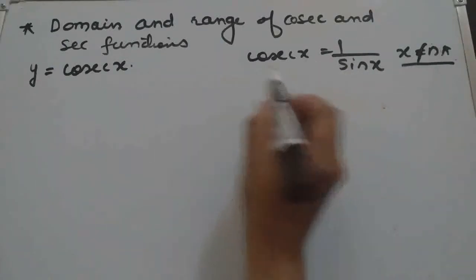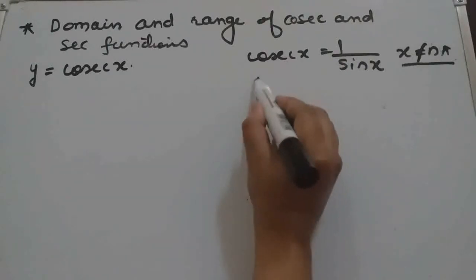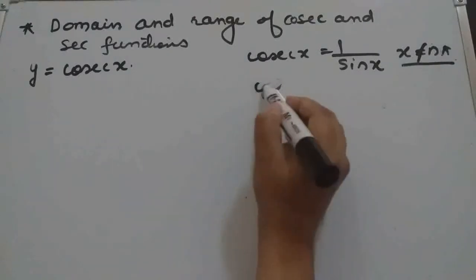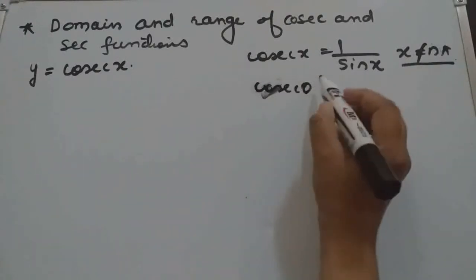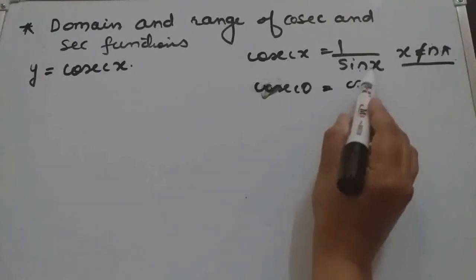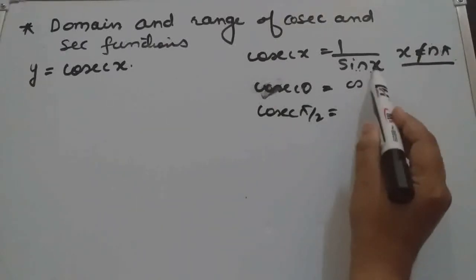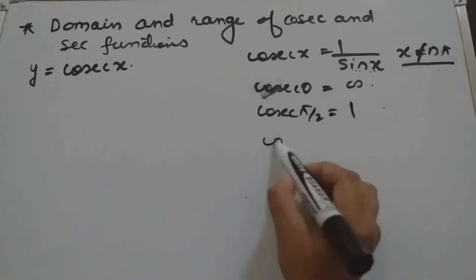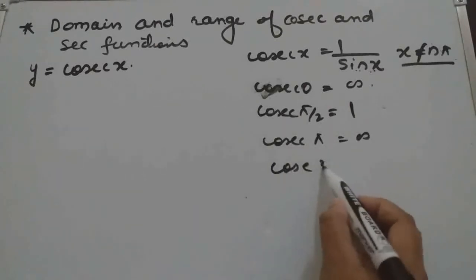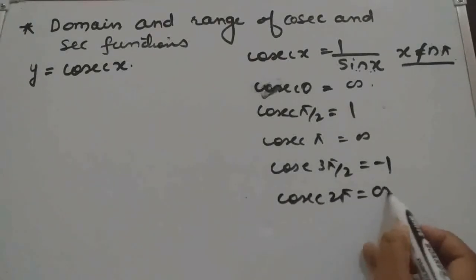So now first we will try to draw the graph of cosec. So see, if we substitute cosec 0, cosec 0 will be what? Infinite, isn't it? Because sine 0 is 0. Cosec pi by 2 will be, sine pi by 2 is 1, so 1 by 1 means 1, okay. Cosec pi also will be infinite. Cosec 3 pi by 2 will be minus 1. Cosec 2 pi also will be infinite, okay.